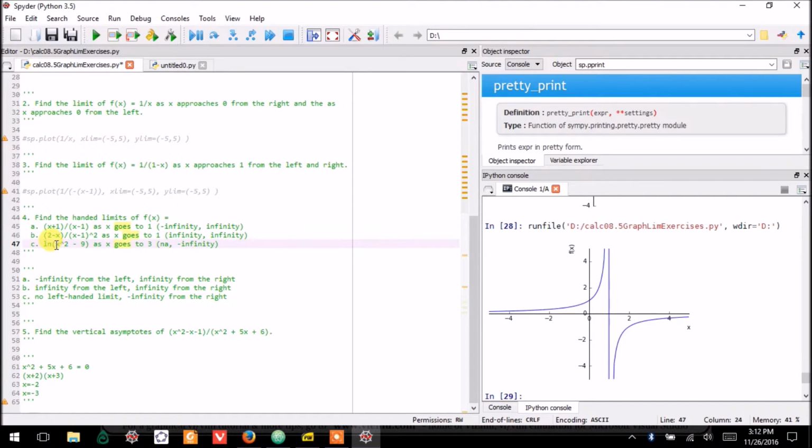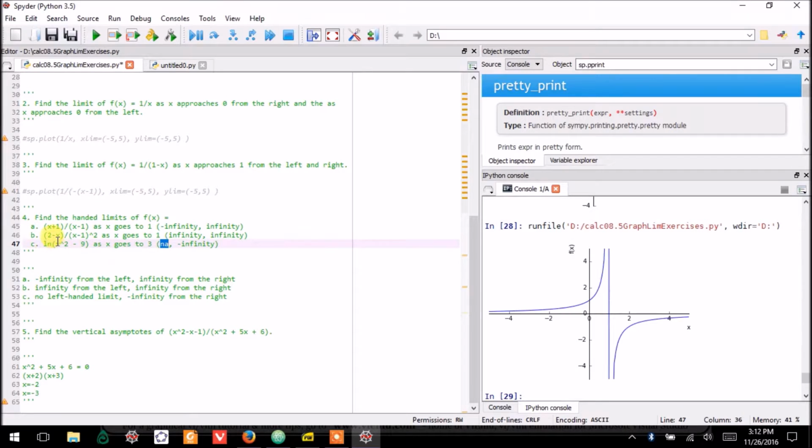Okay. Now how about this as x goes to 3? Now from the left, I will choose numbers slightly smaller than 3. The square of them will be slightly smaller than 9. That means that the difference will be negative. And you should recall that the logarithm function is not defined for negative numbers, nor for 0. So in fact, there is no limit from the left.